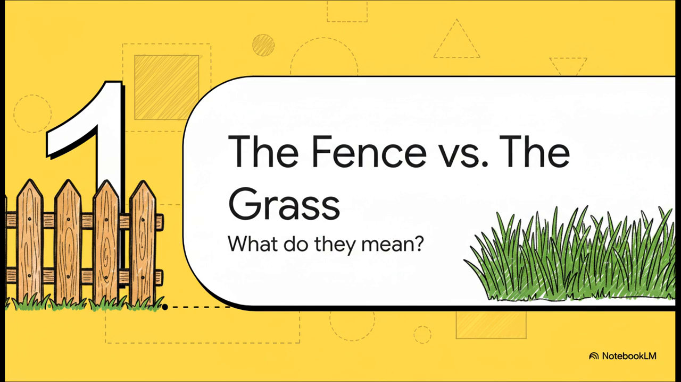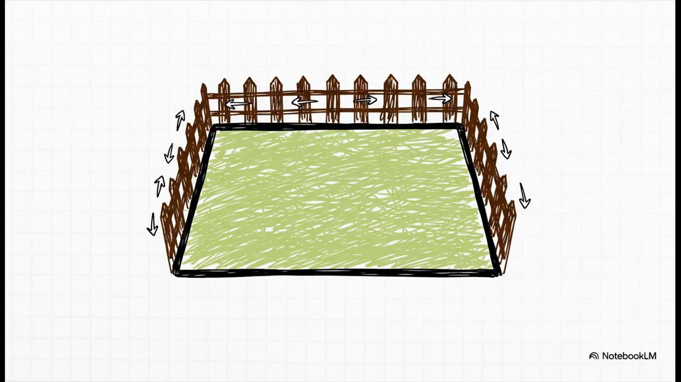And that brings us to our first section: the fence versus the grass. This is probably the easiest way to lock this in your brain forever. The perimeter? That's the fence. It's what you build around the edge of the garden. It's just the boundary. The area? That's all the grass, all the soil, all the space inside that fence. One is the border, the other is the space it holds.